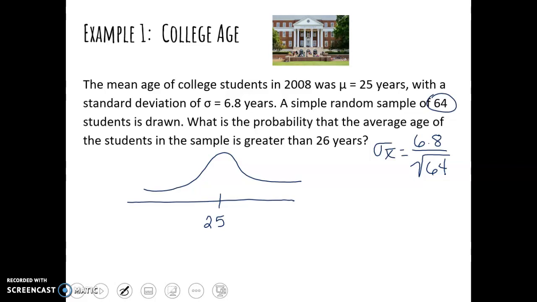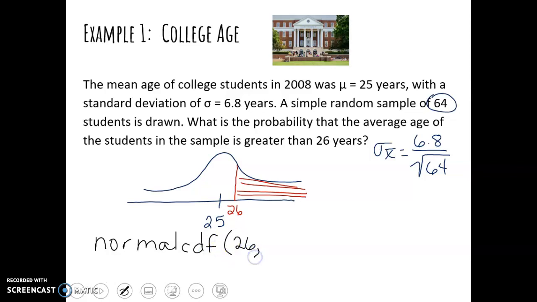So now, what is the probability that the average age of students in the sample is greater than 26? So 26, I'm going to say, is about right here. Greater than would be this way. Okay? So we're going to do normal CDF. Our lower boundary is 26. Our upper boundary is infinity, so 1e99.